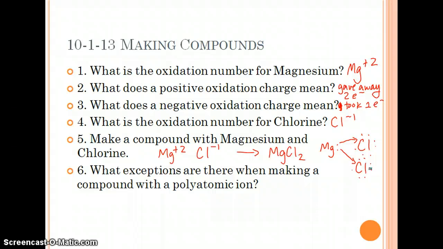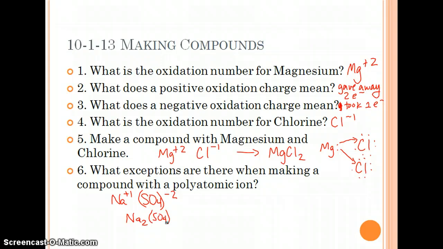What exceptions are there when making a compound with a polyatomic ion? There's not really exceptions, it's just that when we see a polyatomic ion, like SO4 2-, if we're going to put it with something like Na, we don't change this number. That 4 stays there. You could even put parentheses around it so you know don't change it. And what happens is we have Na2SO4. So we just make sure that we don't get rid of the number that's there.